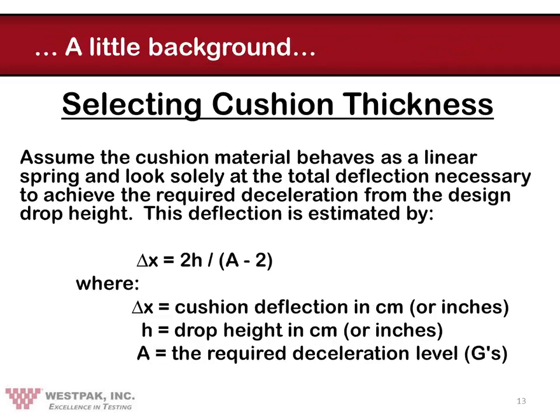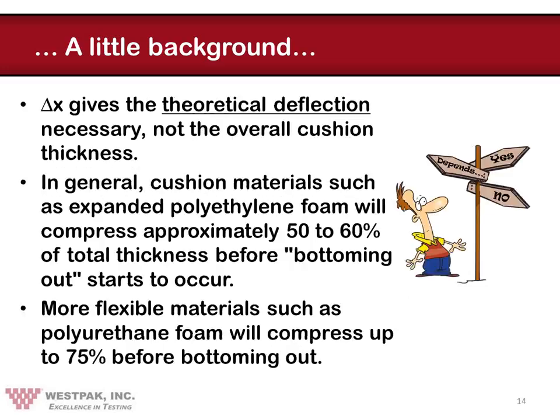So, selecting the cushion thickness, first of all, requires determining the deflection necessary. And this comes from a very simple formula. You can see it here, delta x, which is the change in dimension, is equal to 2 times the drop height, h, divided by the quantity acceleration, or g level, minus 2. Okay. Very simple formula. We have an example of how that might be calculated a little bit further on. But remember that this number, delta x, gives the theoretical deflection necessary, not the overall cushion thickness.